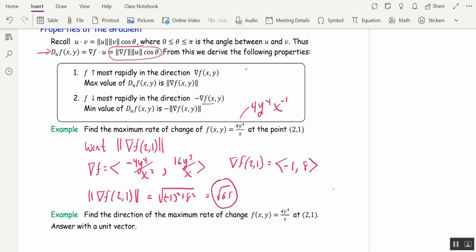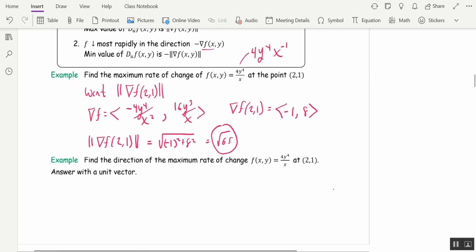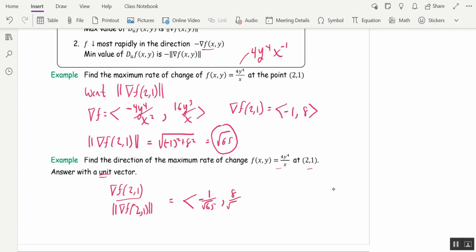Okay, and now a related problem: find the direction of the maximum rate of change of the same function at the same point. So the direction of the maximum rate of change is simply del f at (2, 1). However, we want a unit vector, so we're going to have to divide by its length. We've done all the work here. We know del f, and we know its length. So the vector we seek is negative 1 over root 65, comma 8 over root 65.